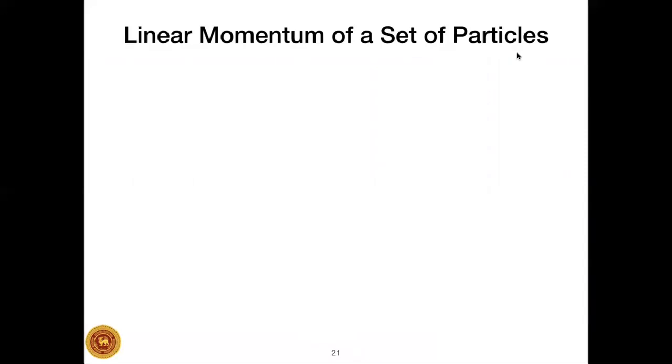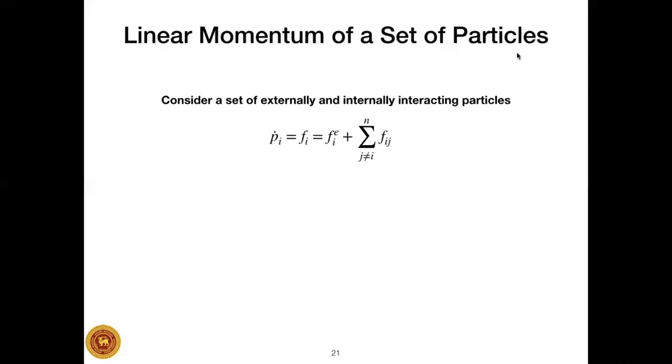So let's again take a closer look at linear momentum of a set of particles. Consider a set of externally and internally interacting particles. Before, we only looked at a set of interacting particles that were isolated from the rest of the universe. Now we have a set of particles that we are interested in, interacting with each other as well as with the rest of the universe. We look at one particular particle, the ith particle, and write down the rate of change of its momentum. From Newton's second law, it is equal to the force. We break that force into several parts. One is the force acting on that particle due to interactions with the rest of the world, not with the particles themselves. The other is due to the interaction that i feels due to the jth particle, summed over all the other particles.